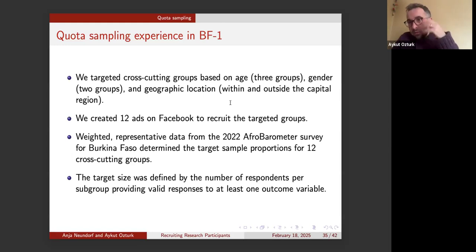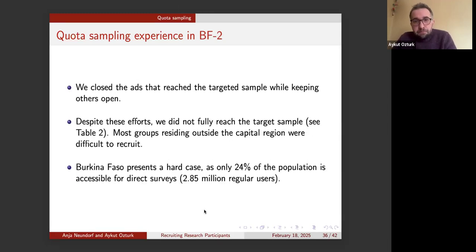One of the categories here, for example, is old females from rural towns. We will just keep the advertisement open until we recruit enough people from that group. Did this work? Well, not completely. We closed the ads that reached the targeted sample while keeping others open. But in some cases, we were never able to recruit enough respondents, even though we kept advertisements for those categories open for a longer time.